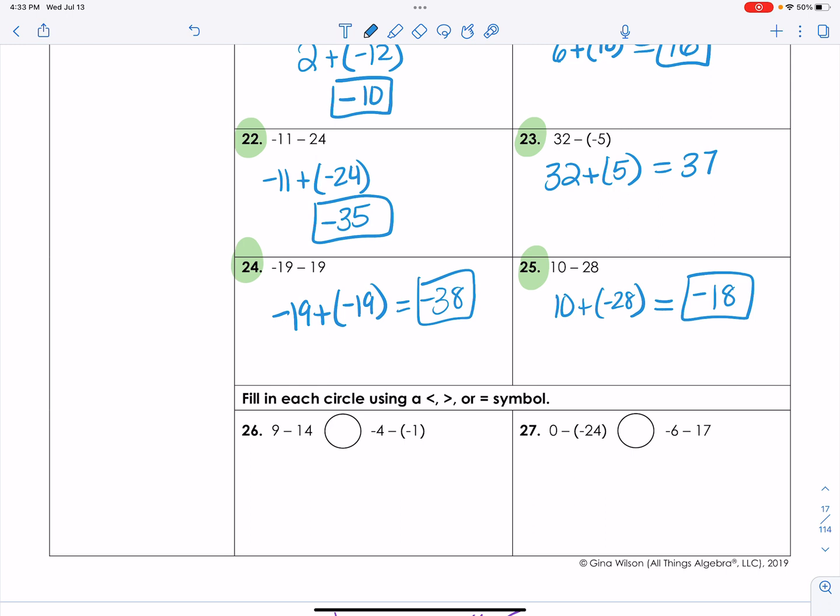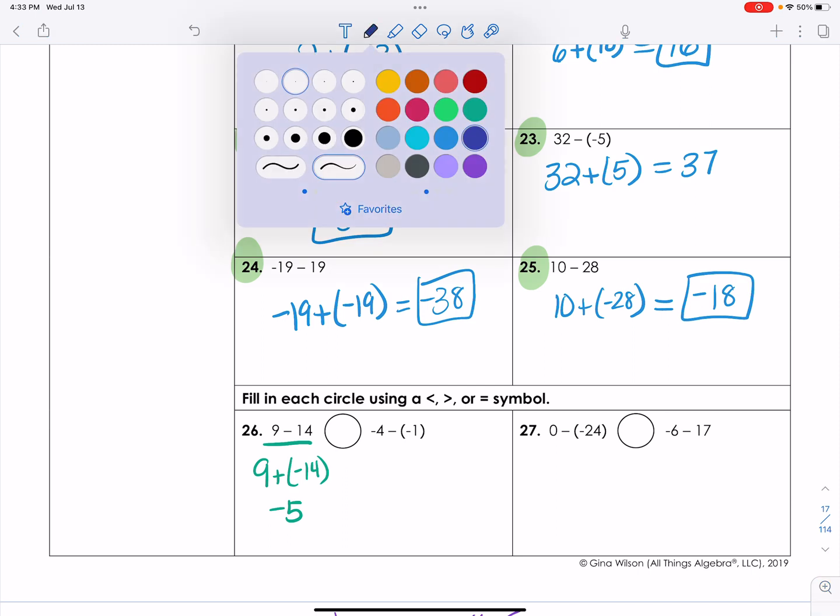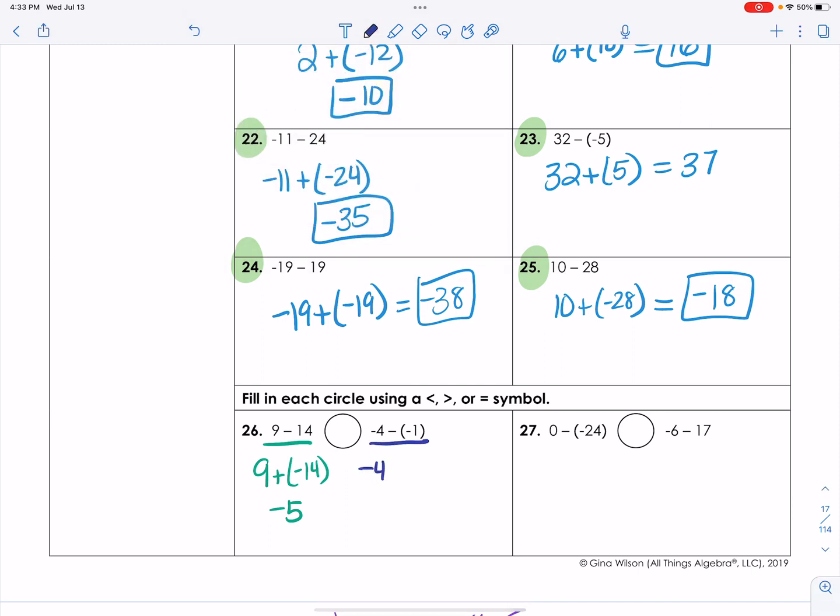Okay, so on 26, you can't do the sign, so we're going to do this side. So if I rewrite this, I'm going to add the opposite. So this is a negative 5. And then I'm going to do this side. I'm going to add the opposite. And so that would be a negative 3. So now if you think about this on a number line, here's 0, negative 1, negative 2, negative 3, negative 4, negative 5. Negative 3 is closer to 0, so negative 3 is greater than.